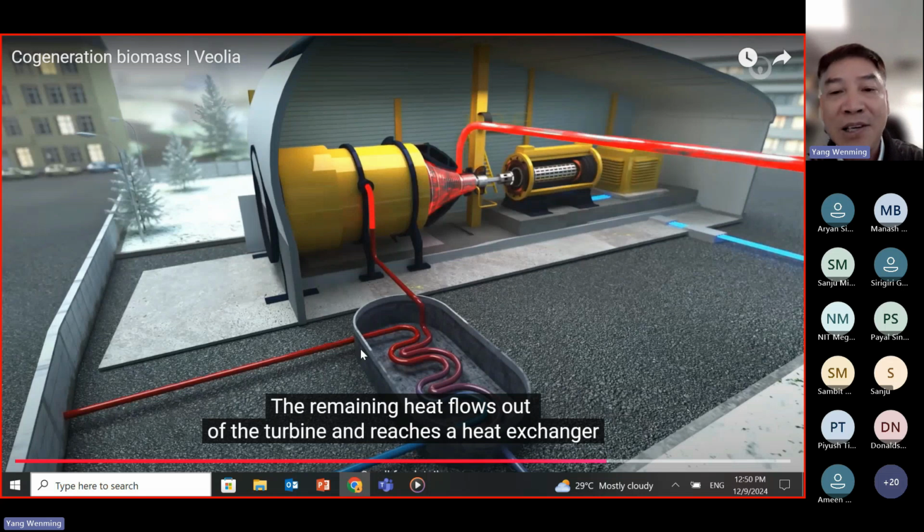So by this design, we can improve the overall efficiency from about 30% to more than 70%. Actually, it's the best design for cogeneration for a power plant, especially for the coal boiler system. Then the overall efficiency can be as high as 90%. So cogeneration is an effective way to improve the overall efficiency.